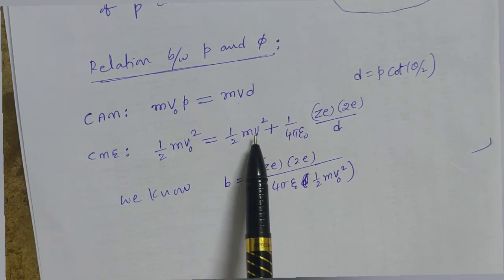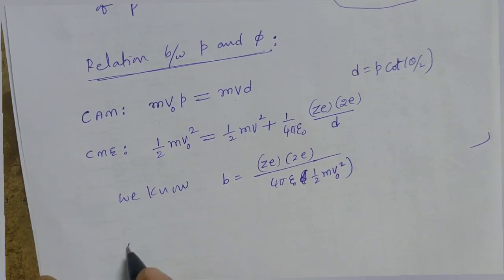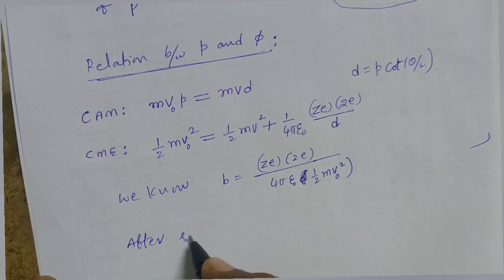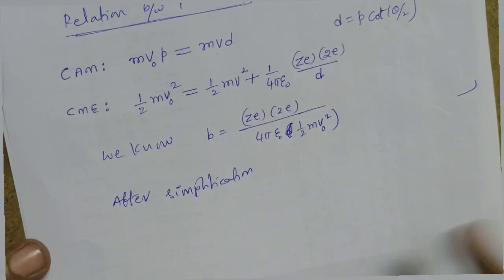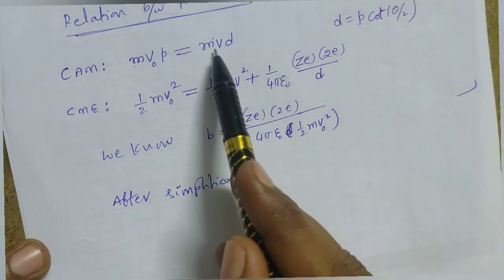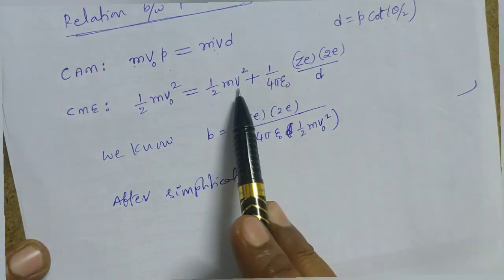So I write here what I get after simplification of these two equations. It is easy, I said. You just cancel from here, V will become V naught P by D. So in place of V, V naught P by D.